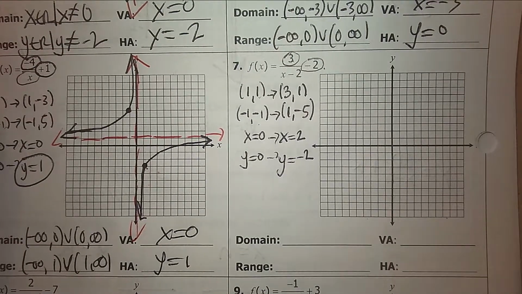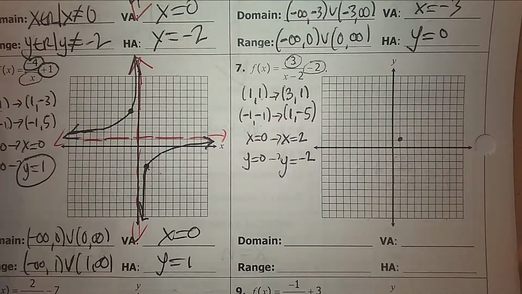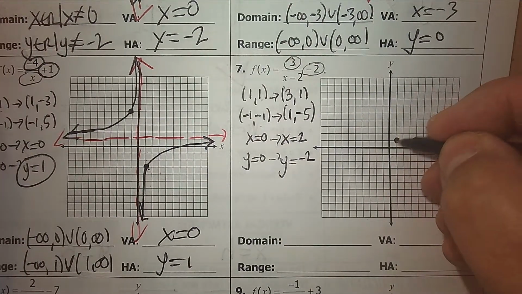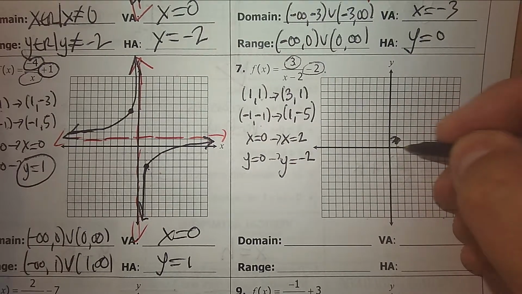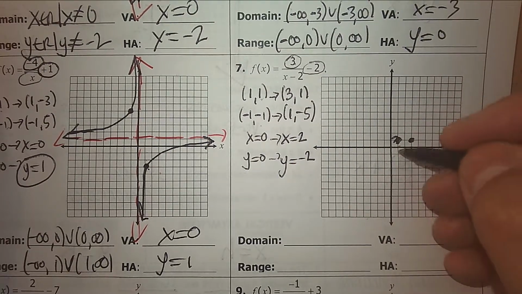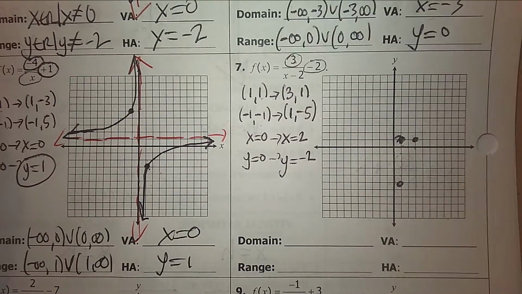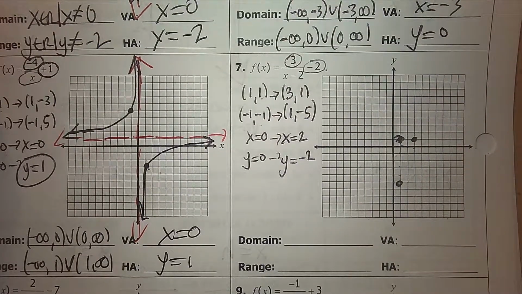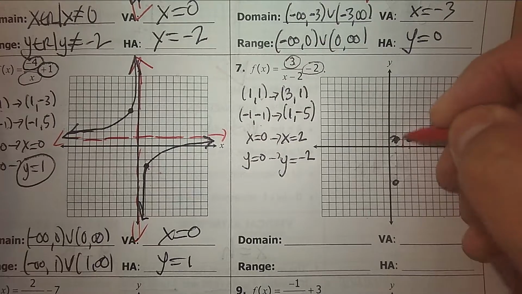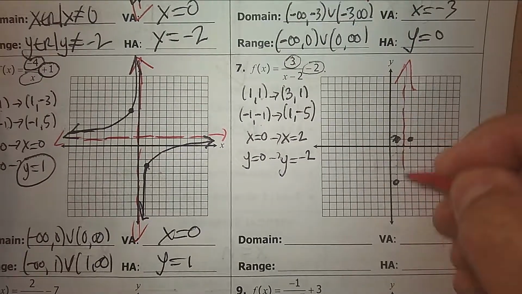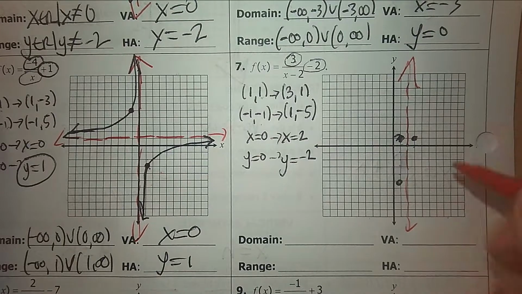So 1, 1. No. 3, 1. 1, negative 5. The asymptotes are at 2. And at negative 2.